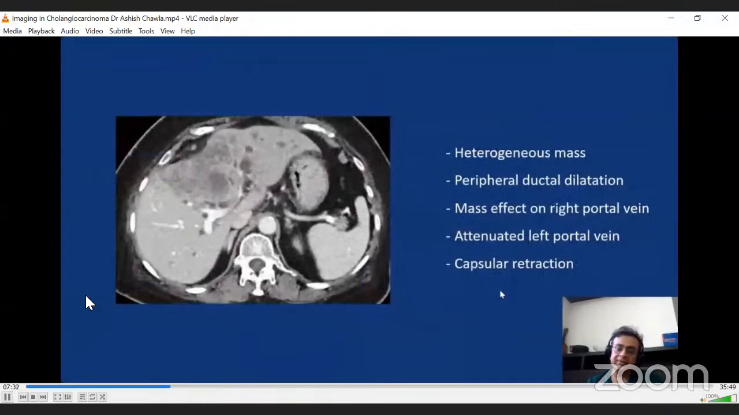Sometimes even a single image is quite diagnostic of cholangiocarcinoma. I'm showing a patient who has a mass showing heterogeneous enhancement. There is peripheral capsular retraction. There is attenuation of the portal vein. It's not invaded; see, there is compression of the portal vein. There is associated peripheral ductal dilatation. So from one image, quite confidently I can say that this is most likely cholangiocarcinoma.